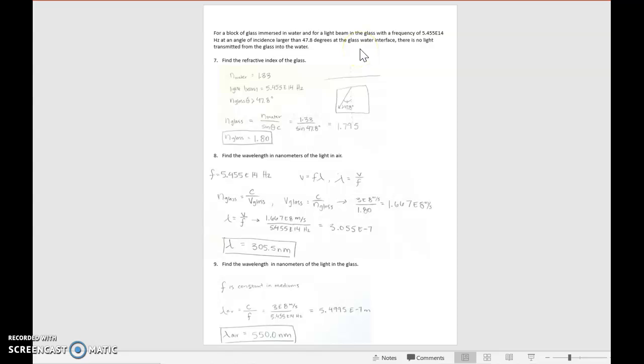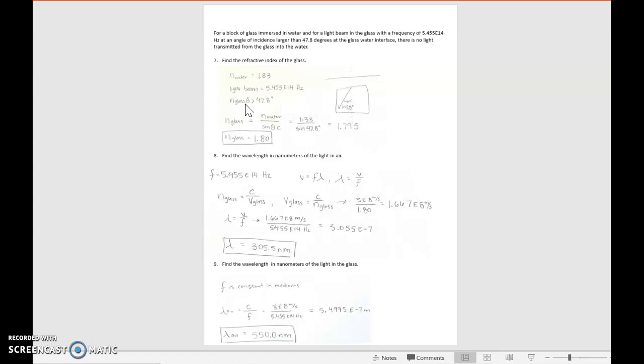And so we take basically what each of these refractive indexes are, and we put them into the equation. We basically need to figure out what is the refractive index of glass. And so we know, using the equation, the refractive index of water, which is 1.33, over the sine of the angle, which we were given as 47.8 degrees, and we get the refractive index at approximately 1.8.